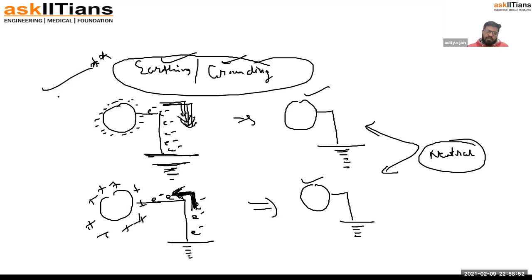So I think the process of earthing or grounding is clear. Whenever you connect any body to the ground, that body will become neutral. The body can be negatively charged or positively charged, but it will become neutral after earthing or grounding.